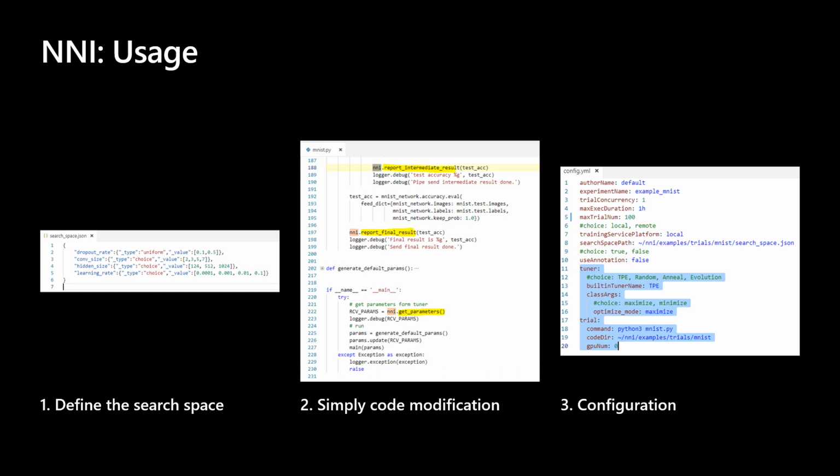Let's see step 1, the search space definition. In this code, we can see there are 4 hyperparameters selected to be the search space, including dropout rate, conv size, which is the convolution size. The third one is hidden size, or just the fully connected layer size. And the last one is learning rate. After we got these four hyperparameters, we add nni.get_next_parameter to the code to get the actual values of the hyperparameters for the actual training code.